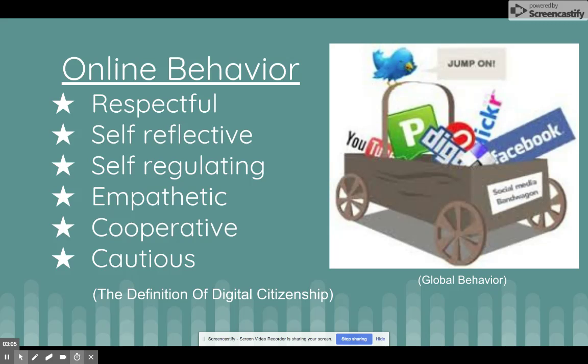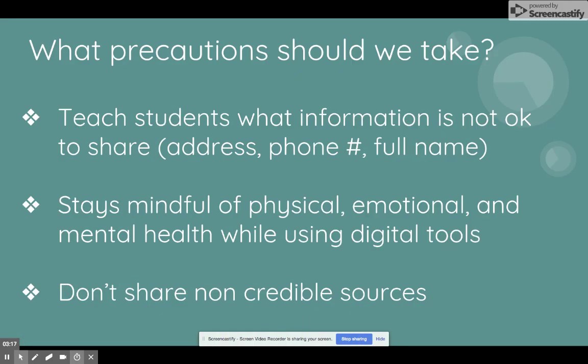It is also important they are aware of areas of concern. Sharing private or personal information is not safe. You do not share your passwords. What precautions should we take? Teach students what information is not okay to share: address, phone number, full name, passwords.